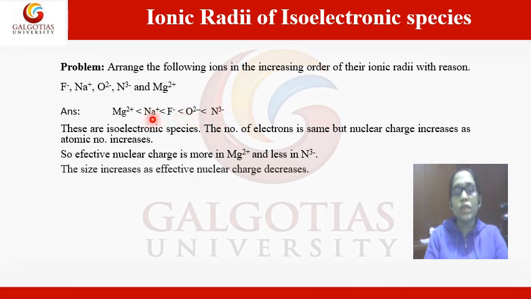your nitrogen. That means the Mg2 plus ion has higher effective nuclear charge compared to Na plus, compared to F minus, and then O2 minus, then N3 minus. That means here we see the effective nuclear charge decreases. The effective nuclear charge decreases means the size increases, so ionic radii increase here. So when we arrange these in the increasing order of their ionic radii, among these ions, N3 minus has higher ionic radius compared to all.